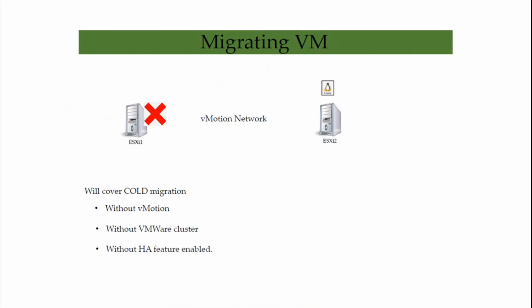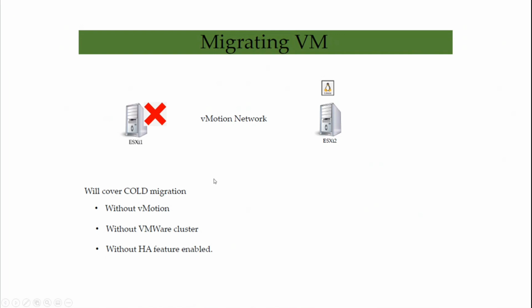So in our lab, as you know, I have not configured the vMotion network. If the vMotion network is not configured, we will have to do the cold migration. The cold migration is basically you have to shut down the server, not the server, sorry, you have to shut down the virtual machine and then migrate the virtual machine to the other server and then turn on the virtual machine.